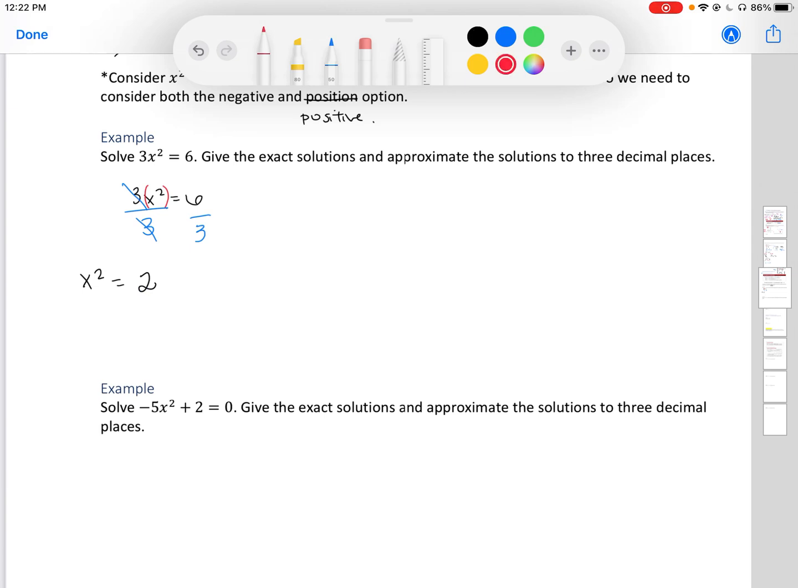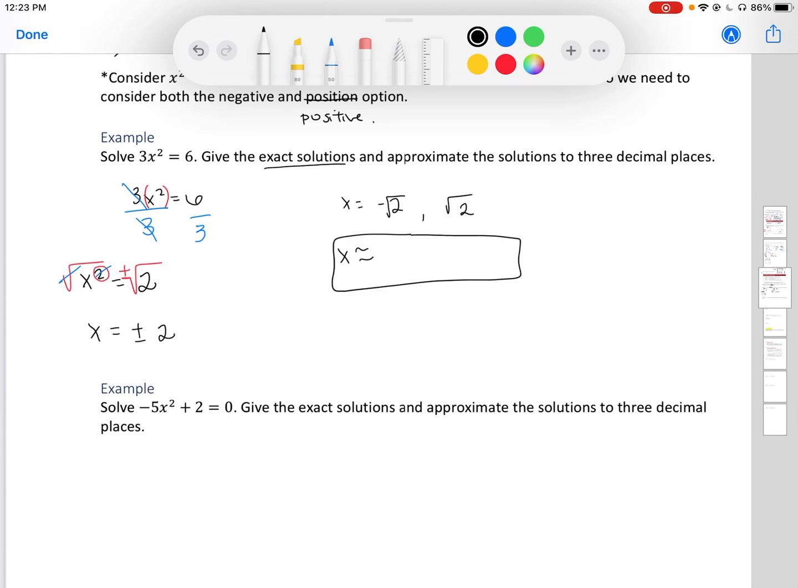Okay, now I can undo that square by taking the square root on both sides, but when I do that, I have to consider the positive and the negative, so I need to write it plus or minus. All right, we see that the square root and the square undo each other, so we're left with x is equal to plus or minus the square root of 2. So my answer is x is equal to negative square root of 2 and positive square root of 2. This is called our exact solution. Now we can also punch it into our calculator to get an approximate solution. I'll let you go ahead and do that one.